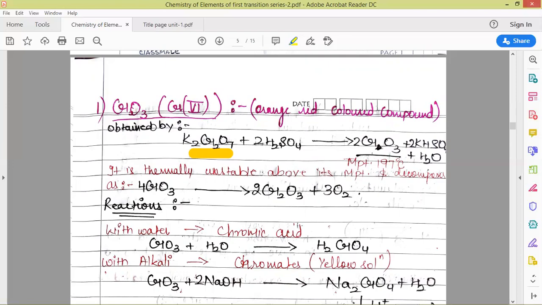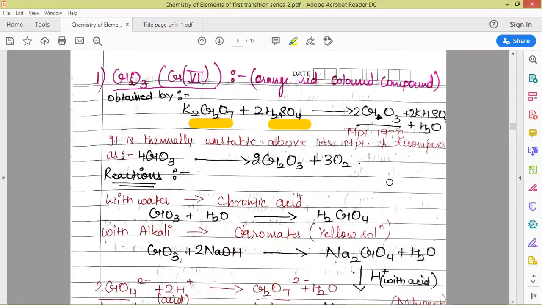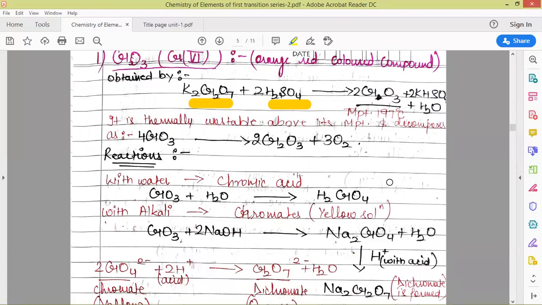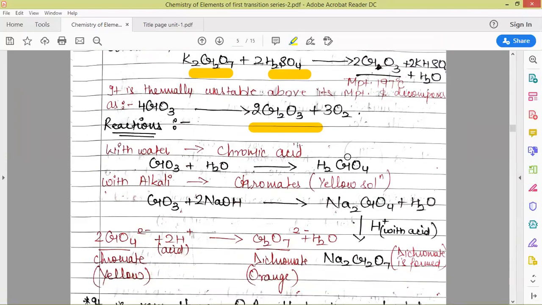So it is obtained from potassium dichromate. This oxide is obtained from potassium dichromate. When it is treated with H2SO4, we get the formation of CrO3. It is thermally unstable above its melting point and decomposes above its melting point as 2Cr2O3 and oxygen. So here the oxidation state of chromium has been reduced to +3 from +6.